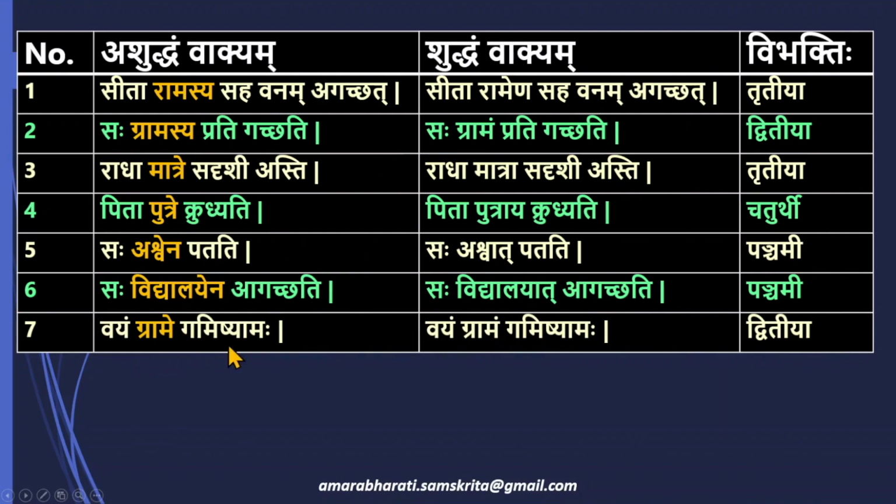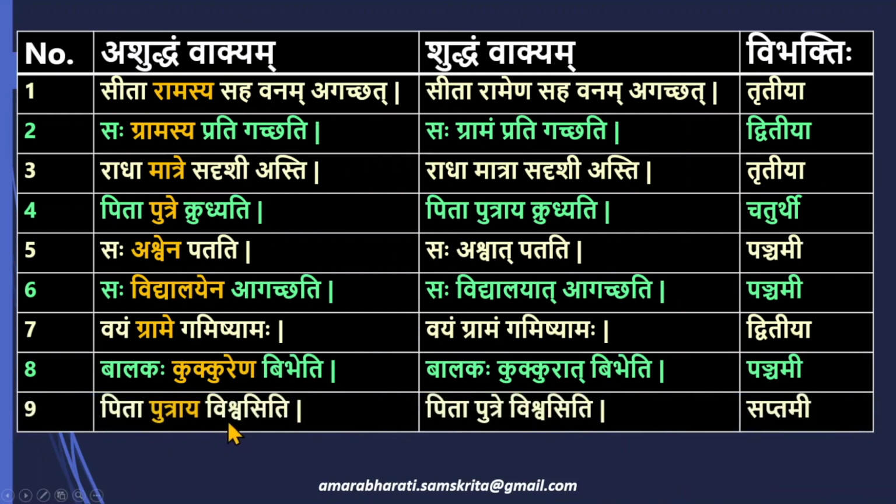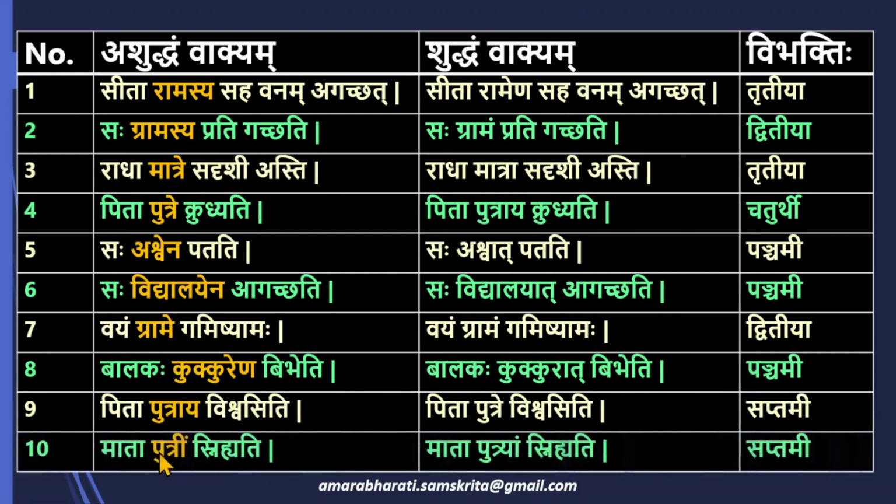Then Grame Gamishyamaha. When Gam Dhatu comes, the corresponding noun should be in Dvitiya, which is Gramam. Then Balakaha Kukurena Bibheti. When the fear, Bhaya Dhatu comes, then it should be in Panchami, Kukurat Bibheti. The boy is afraid of the dog. Next, Pita Putraya Vishwasiti. When Vishwas comes, then the corresponding noun should be in Saptami. Putre is the correct word. Then Mata Putrim Snihyati. Again, when Sneha comes, then the corresponding noun should be in Saptami, which is Putriam.